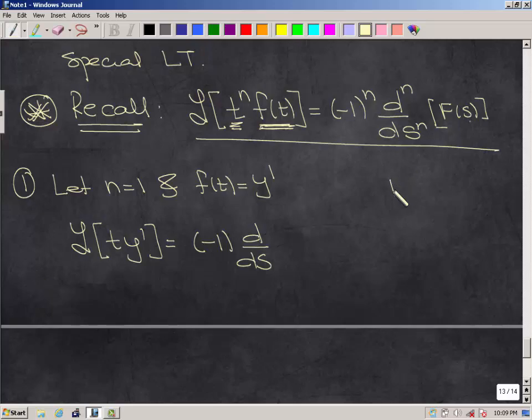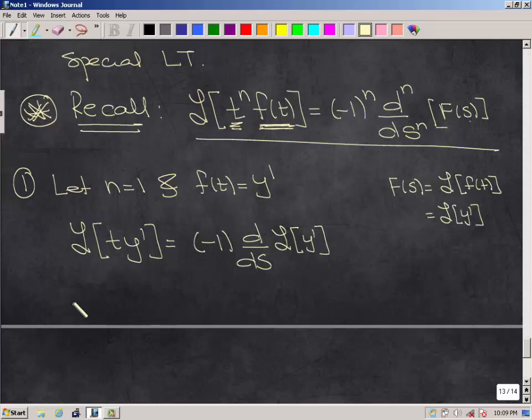What does that mean? Let's take a look at it. What is big F of s? What's another way to write big F of s? Isn't that just the Laplace transform of little f of t? Do you guys agree? This notation. So couldn't we write this, since f of t is y prime, so won't this be the Laplace transform of just y prime? So that's what we get, the Laplace transform of y prime.